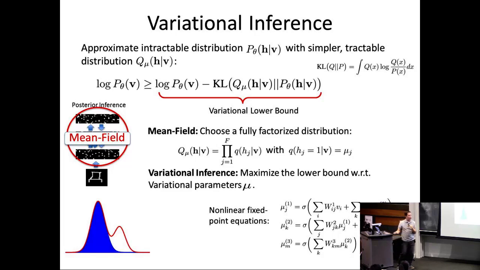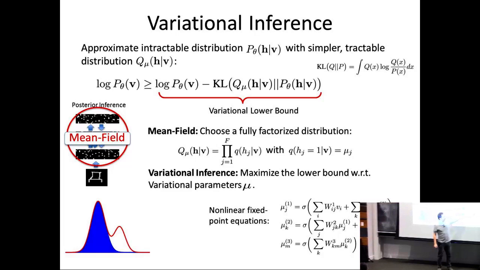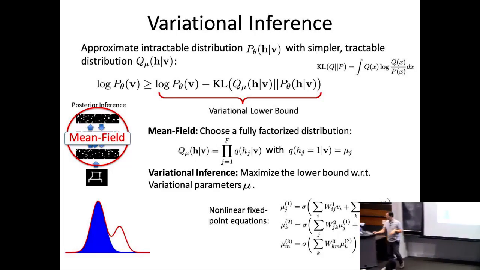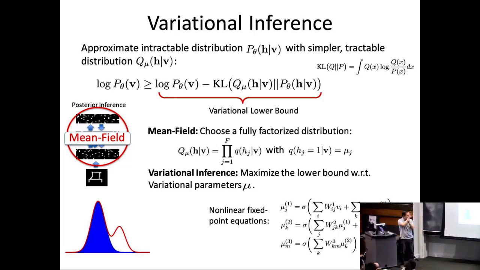And so for layer 1, unit j has this update. For all the j's, if you have 100 units, you have 100 of these mu j's. Then at level 2, you have hundreds of these mu k's, and at level 3, you have hundreds of these mu m's. And now you can cycle through all of these equations until convergence.